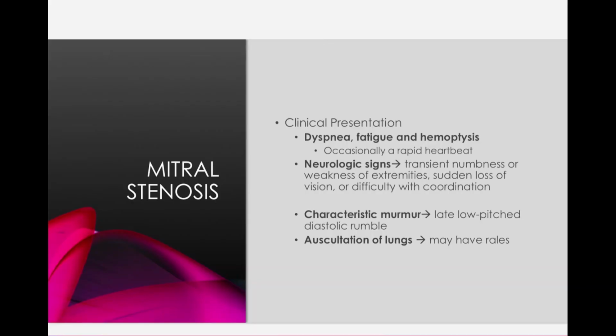Clinical presentation for mitral stenosis: dyspnea, fatigue, and hemoptysis. What's hemoptysis? Coughing up blood. How does a valve issue cause you to cough up blood? We'll find out as we go through it. Occasionally they'll have a fast heart rate. They do get some neurologic signs with mitral stenosis. Maybe weakness of the extremities, sudden loss of vision, difficulty with coordination. Lack of blood to the brain will cause these issues.